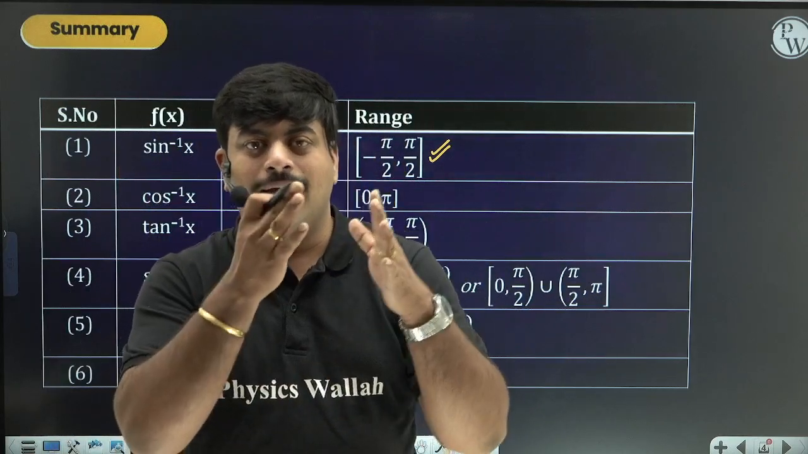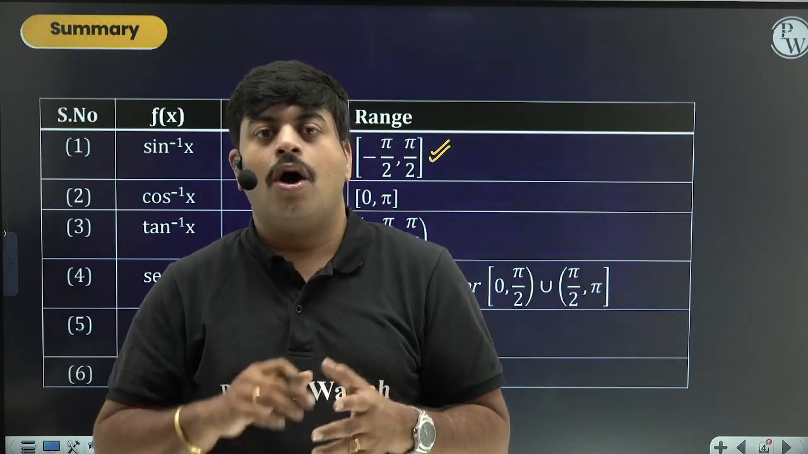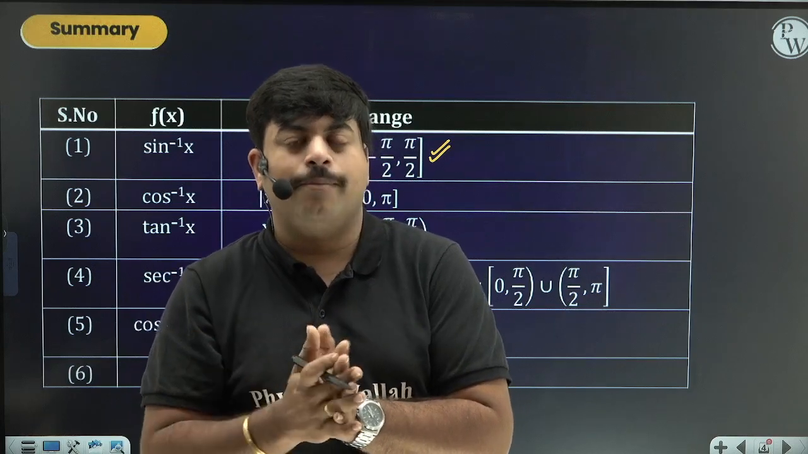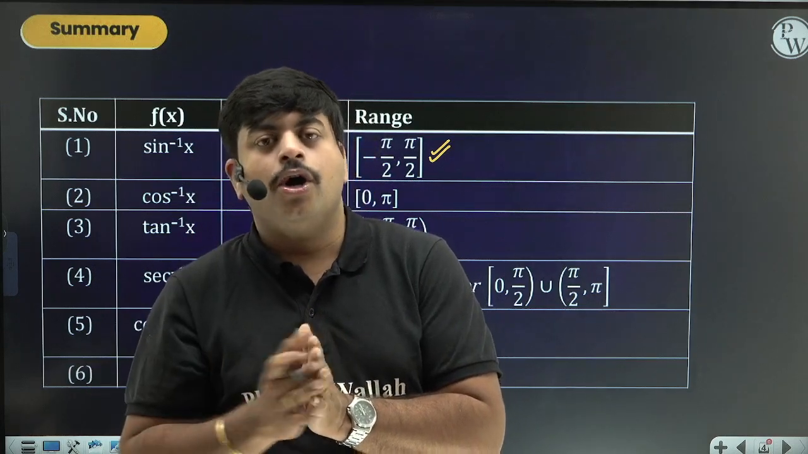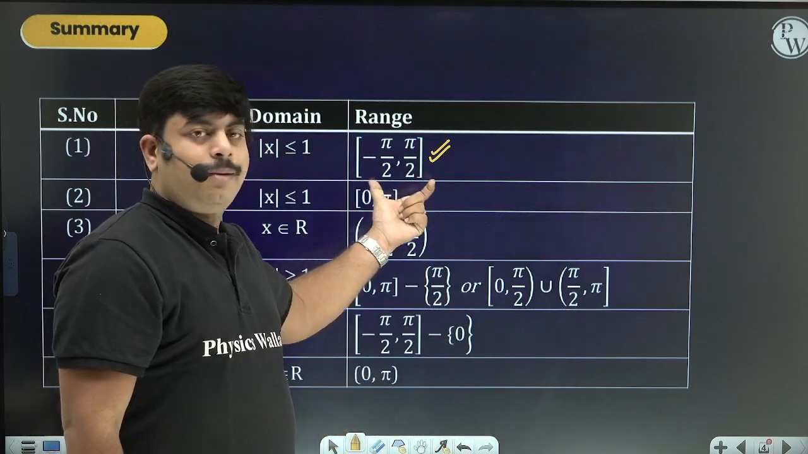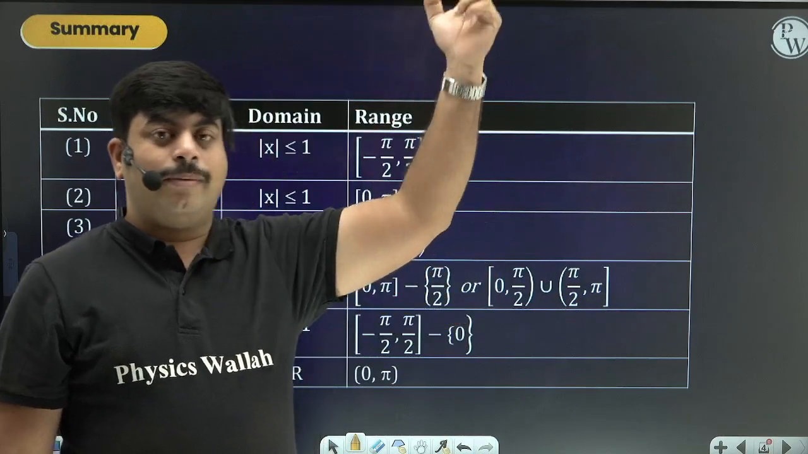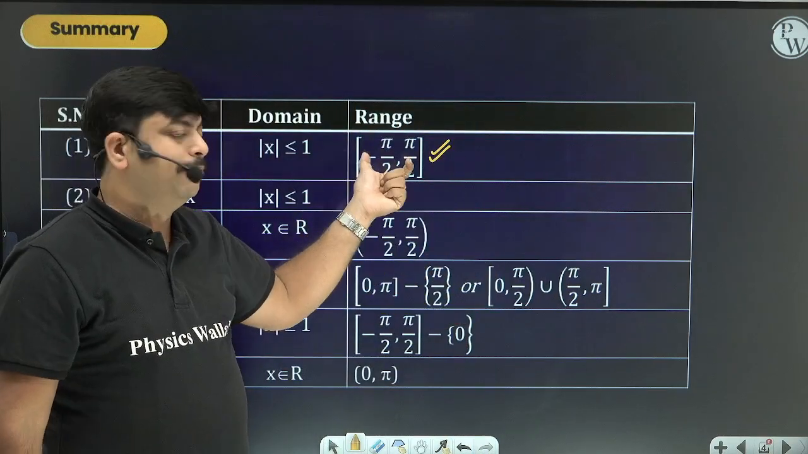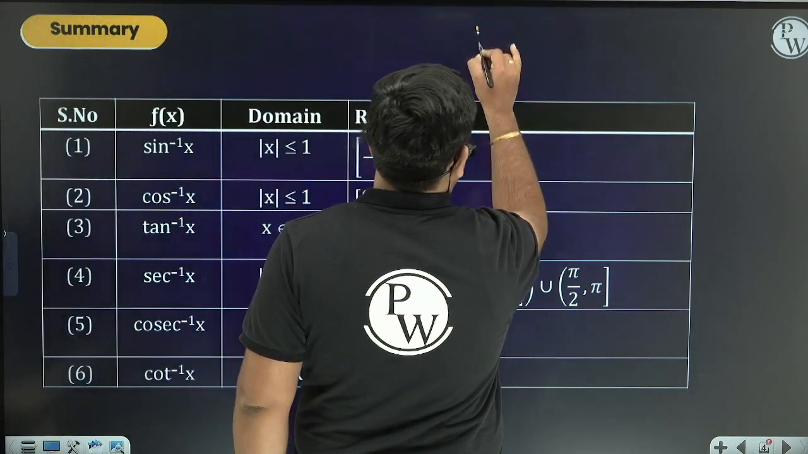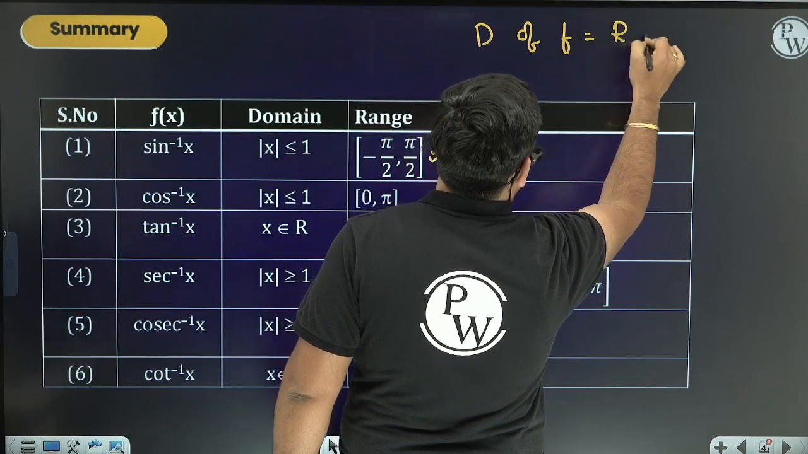According to the need of making sine inverse a function, in other words making the function sine x bijective, we need to restrict the range between minus pi by 2 and pi by 2. In other sense, the sine x domain should be limited between minus pi by 2 and pi by 2. You know that the domain of a function is equal to the range of f inverse.